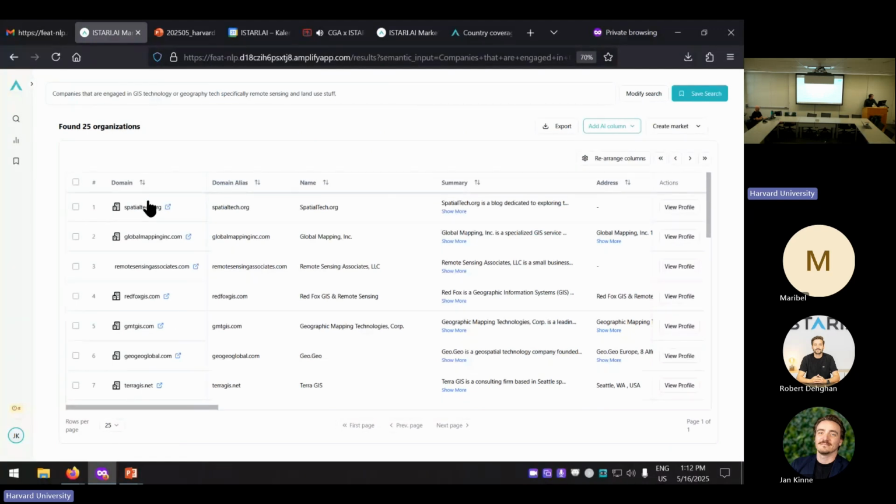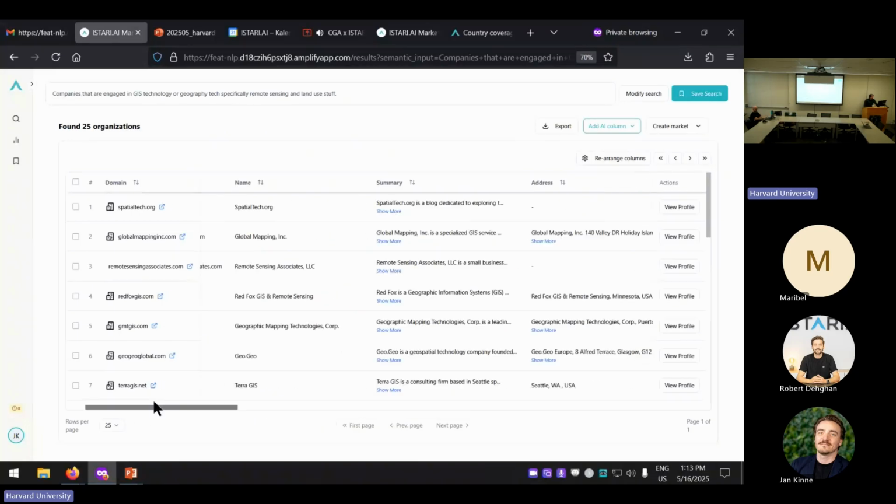So what we see is we have the domain, right? So we see the domain of the company that we found here. For example, it's spatialtech.org or globalmappingincorporated.com, redfoxgis.com, and so on. We have the name of the company. So we see this company is, for example, their name is Global Mapping Incorporated. These ones are called Remote Sensing Associates. And then we have a summary, we have an address, and a lot of other stuff.